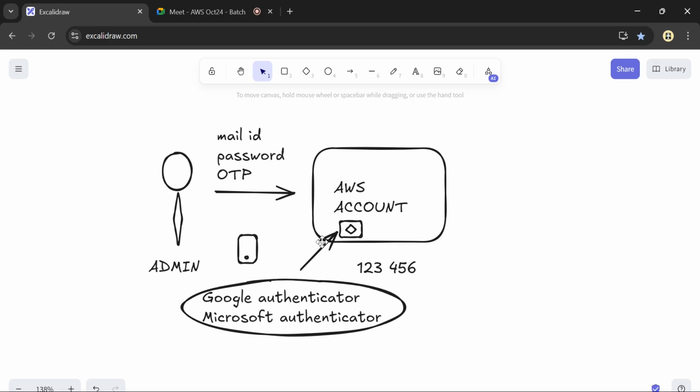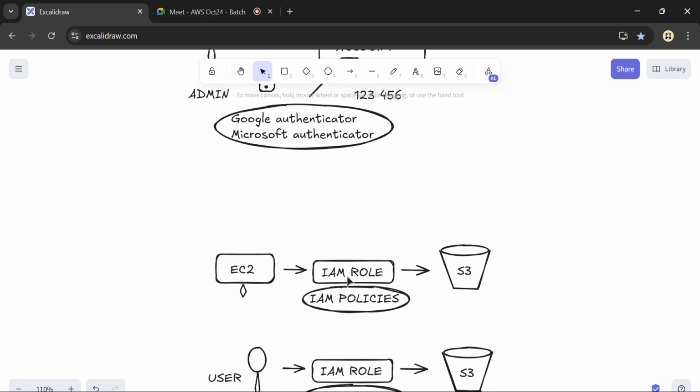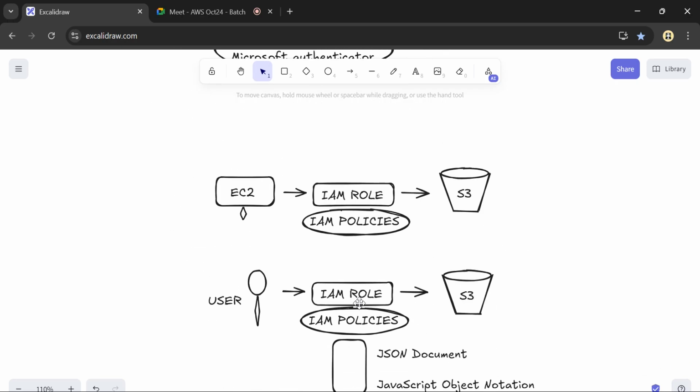Then we had understood what is an MFA, that is multi-factor authenticator, and this is the same kind of OTP that gets generated in your mobile phone, and you can have an additional security on top of your AWS account. So we had also seen the practical of how to enable the MFA.